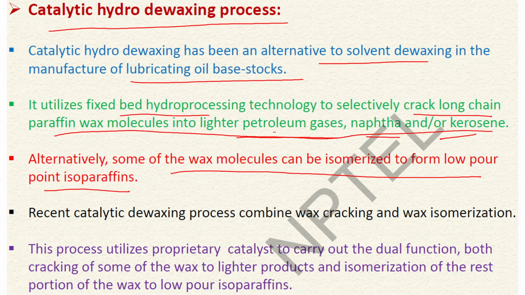It will crack some amount to form lighter distillates, and also isomerize some of the n-paraffins to form isoparaffins, which lowers the pour point. So recent catalytic dewaxing processes combine wax cracking as well as wax isomerization. This process utilizes a proprietary catalyst, which is basically a licensed catalyst, to carry out the dual function: both cracking some of the wax to lighter products and isomerization of the rest to low pour point isoparaffins. Both these procedures are done in a single reactor.